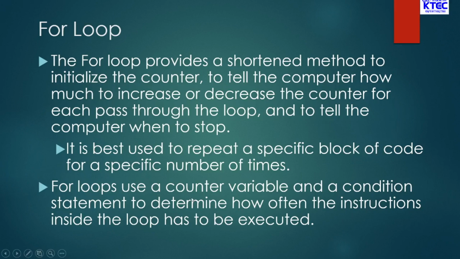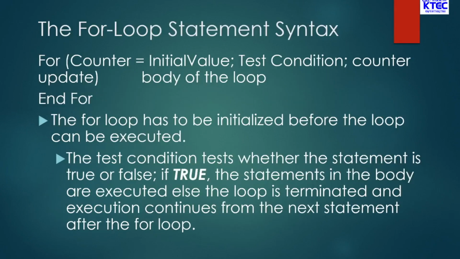For loops use a counter variable and a condition statement to determine how often the instruction inside the loop has to be executed. With the counter variable and the condition, we know the number of times a block should be executed. So the for loop is used when we know the number of times a block of code should be executed. This is the syntax: for the counter is equal to the initial value, then the test condition, then the counter update, the body of the loop.